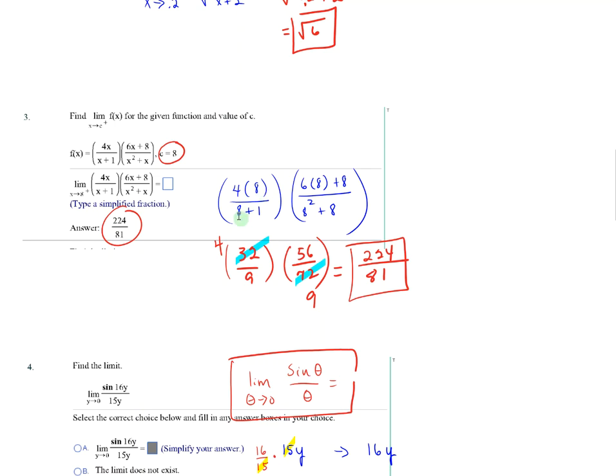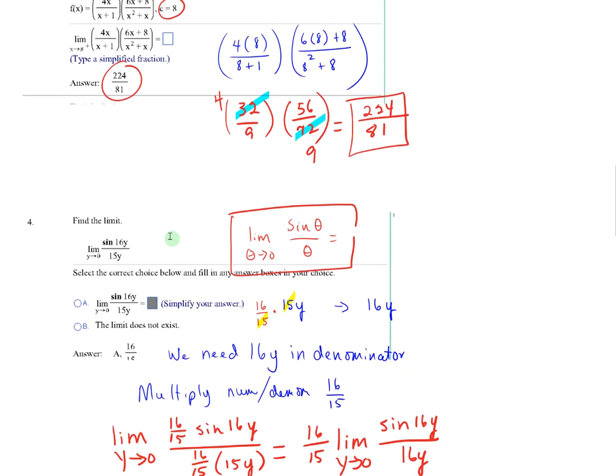So 4 times 8 over 8 plus 1, 6 times 8 plus 8 over 8 squared plus 8. We get 32 over 9 times 56 over 72. 8 will go into that 4 times. 8 goes into that 9 times. 4 times 56, 224. 9 times 9 is 81, and it says put your answer in a simplified fraction. So that one is not too difficult.